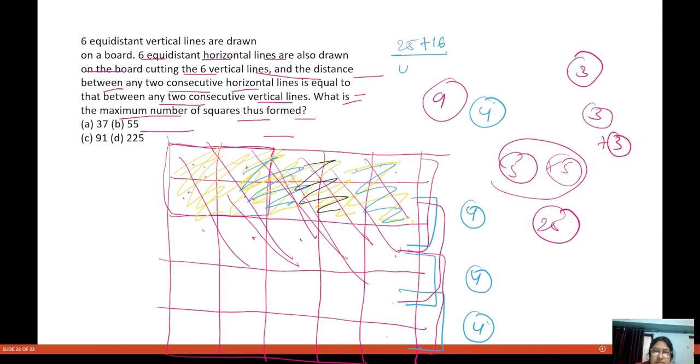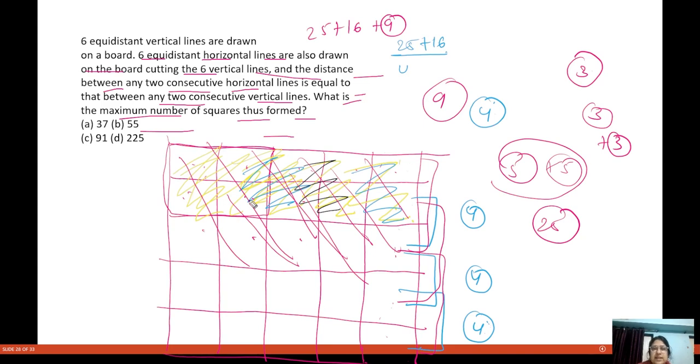Okay, fine. So how many squares are we getting? Earlier we got 25 plus 16, and now we are getting 9 squares, because we made 1, 2, 3, 4, 5, 6, 7, 8, 9 squares. So for 3 rows we considered. Now let us consider 4.